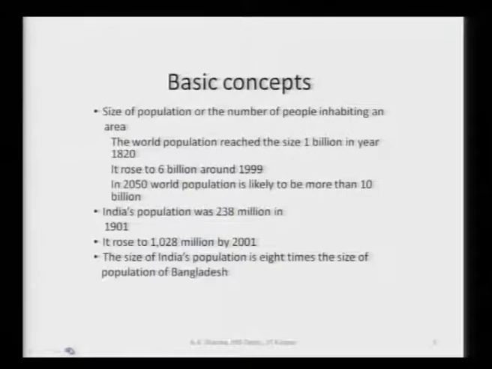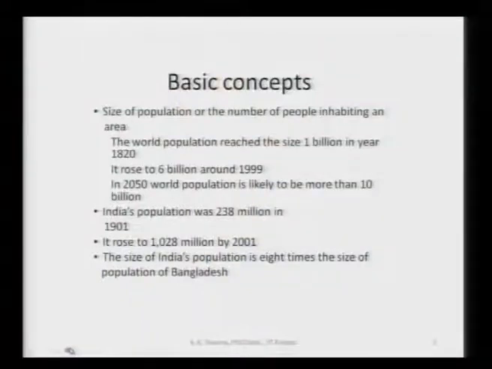Among the basic concepts, size of population is the most basic of all the concepts. Anybody who wants to study population of a country would first ask a question, what is the size of population? Now, the size of population means the number of people inhabiting an area. For example, the world population reached the size 1 billion in year 1820. 1820 was the first year in the history of mankind when the world population reached the first billion size.